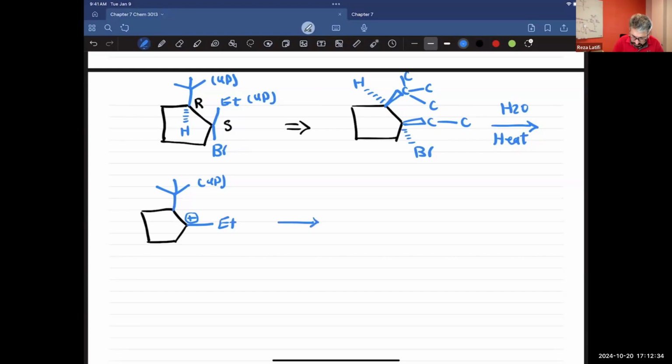Now I have hydrogen here, and this carbon also has hydrogens, two hydrogens. So I'm going to say I have a hydrogen here pointing down, and one is up.